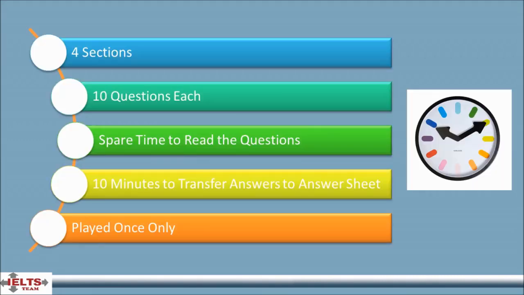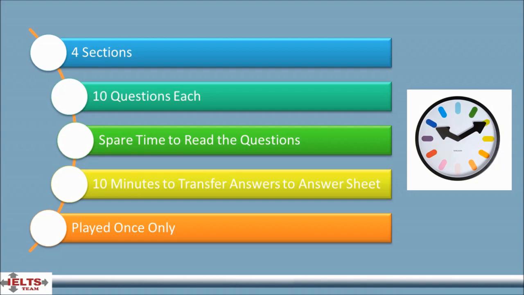IELTS listening has 4 sections, each with 10 items or questions. Each item is worth 1 mark. The items are designed so that the answers appear in order in the listening passage. During the test, time is given for candidates to read the questions and write down and check their answers.